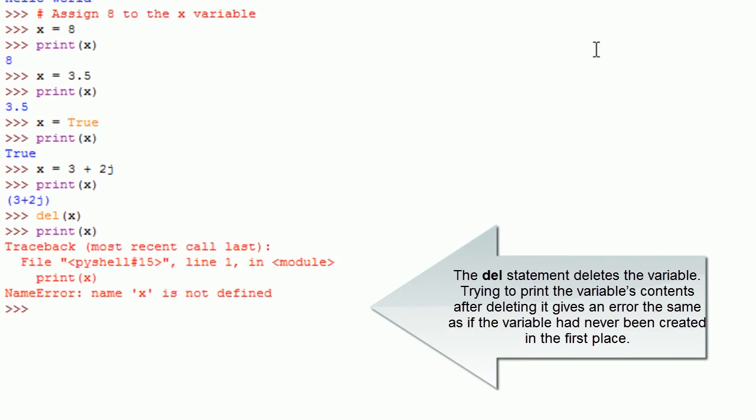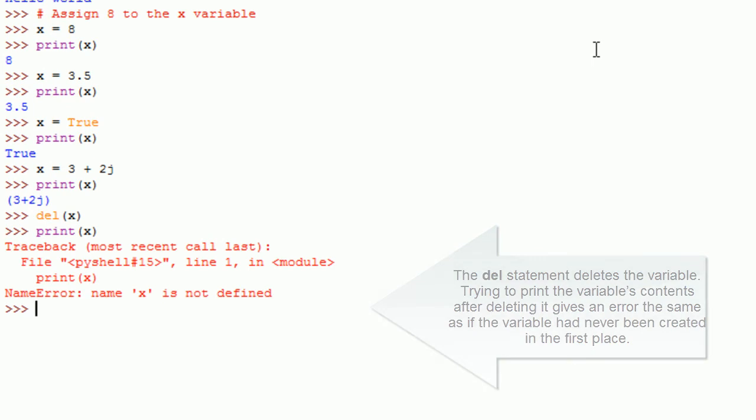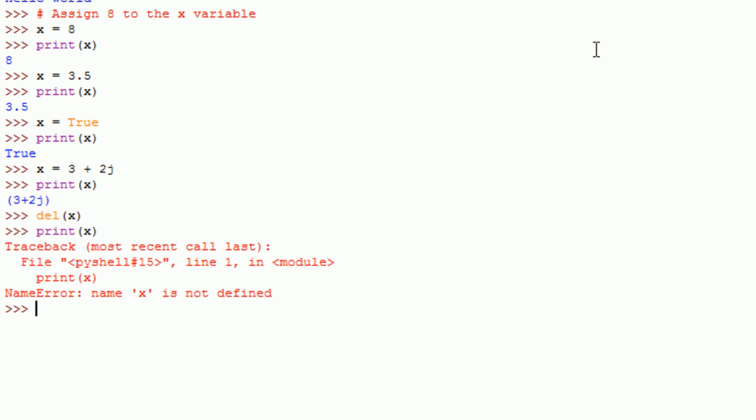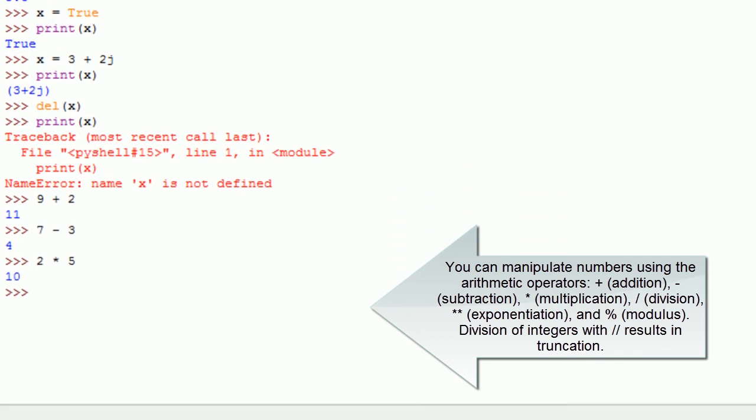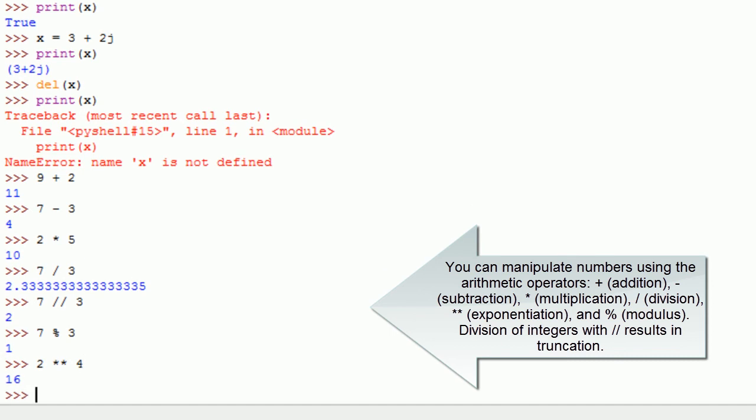Trying to print the variable's contents after deleting it gives an error, the same as if the variable had never been created in the first place. You can manipulate numbers using the arithmetic operators: addition, subtraction, multiplication, division, exponentiation, and modulus. Division of integers with double slash results in truncation.